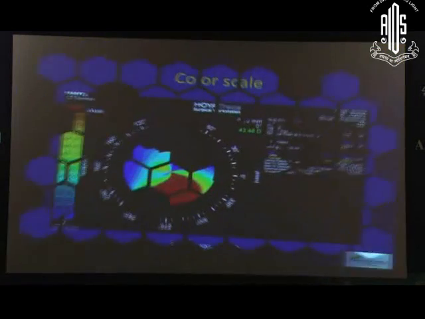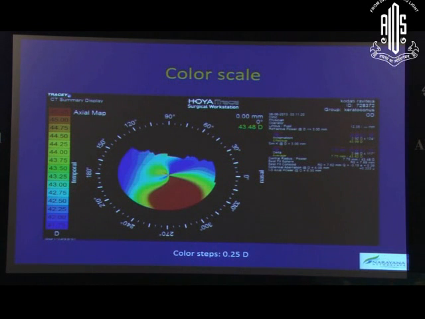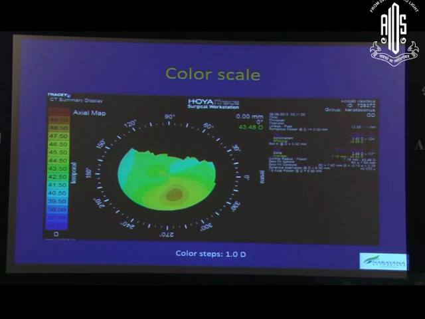The color scale, look at the color scale, it looks like very advanced keratoconus, but if I change the steps, which are 0.25 steps here in the color scale, the moment I change, you see the change in the color, and well, it doesn't look that bad to me now. So always pay attention to which steps we are looking at.